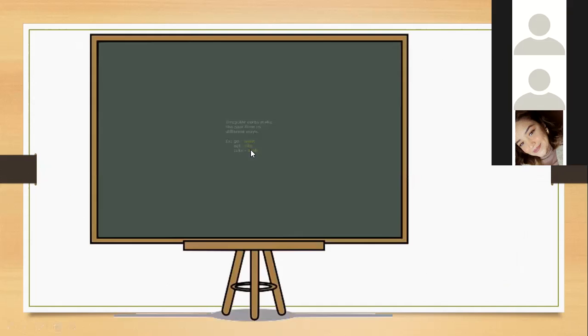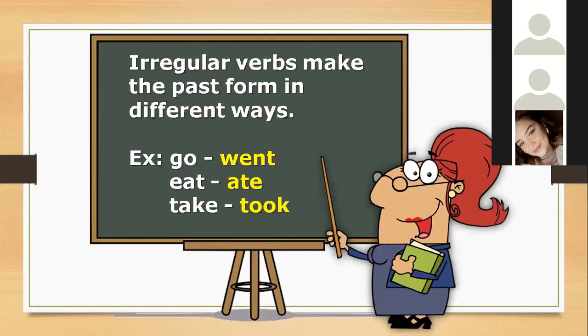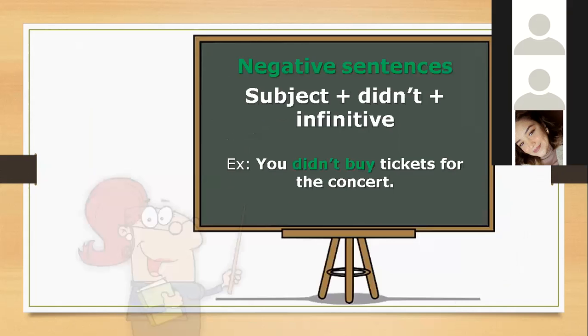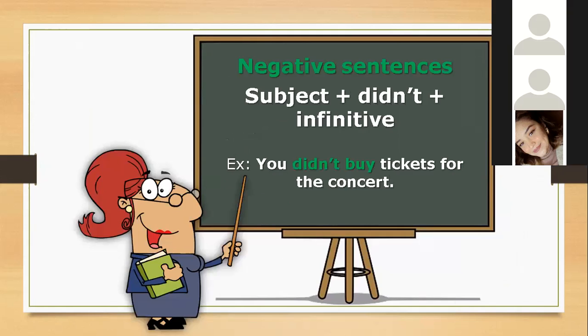Okay, so the irregular verbs make the past form in different ways. For example, the past of go is went. The past of eat is ate. And the past of take is took. So how do I make the negative sentence? Exactly the same way. I just need the subject plus didn't plus the infinitive form of it. You didn't buy tickets for the concert. Didn't buy.